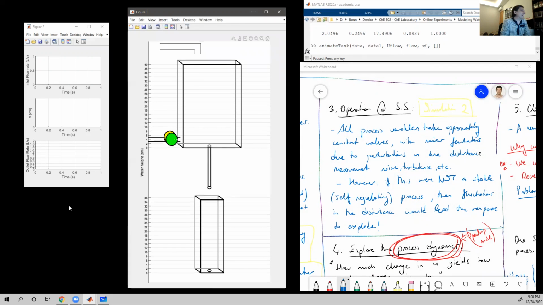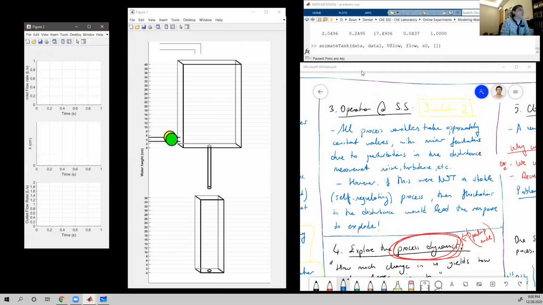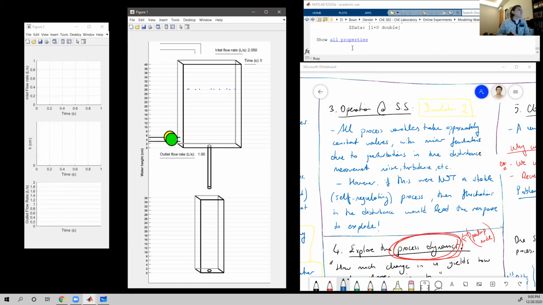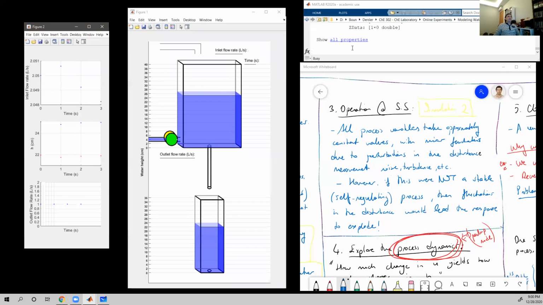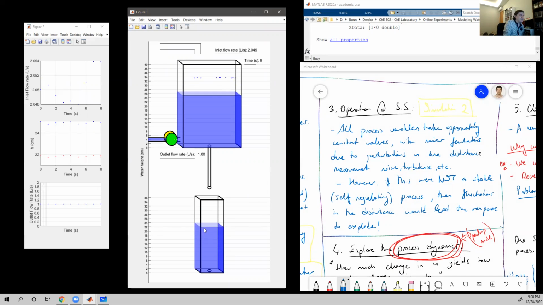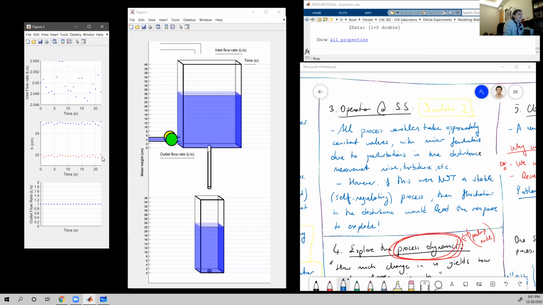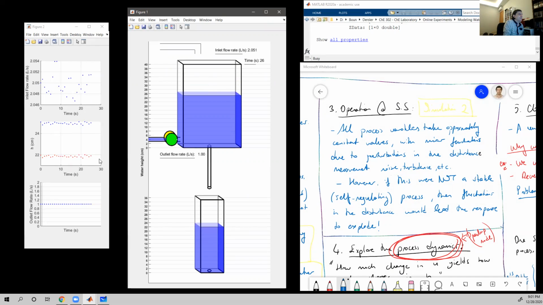Now we don't start with zero water level. It's going to start from the steady state value. Now remember, the steady state value was around 22 centimeters, right? So it's around 22 centimeters here, and we are just making very small fluctuations around 22 centimeters. You can also see it here, around 21.7 or something like that. We are making small fluctuations.